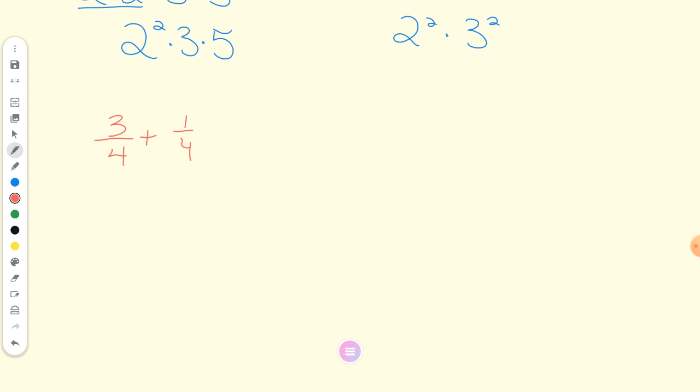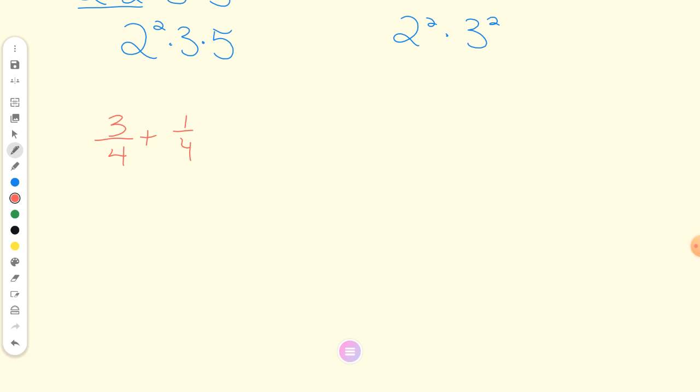Three-fourths plus 1/4. What is my rule for adding or subtracting fractions? Brady. When you add, like, Brody, don't add the bottom number. Okay, we just add the numerators. What has to be true about the bottom number? They have to be the same.